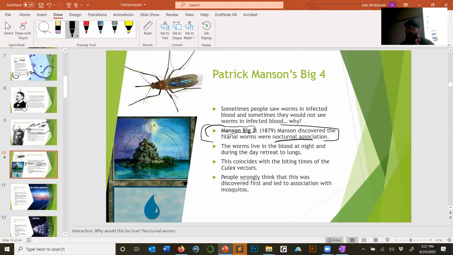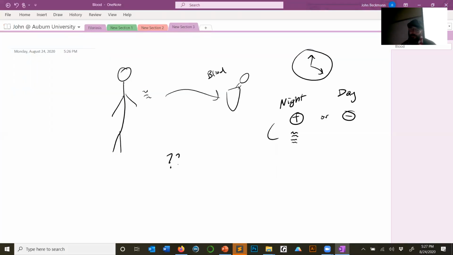So he's the first person to note that the worms, the Microfilaria, are nocturnal. You do not see them swimming around in the blood during the day. Why do you think this is? Why would this behavior evolve?